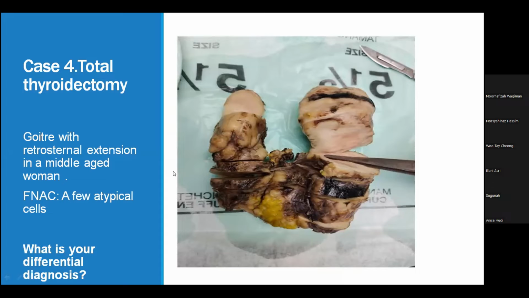Total thyroidectomy, goiter with retrosternal extension. FNAC, a few atypical cells. Okay, I won't tell the FNAC finding. There is a little bit more story I won't tell. So what is your differential diagnosis here?